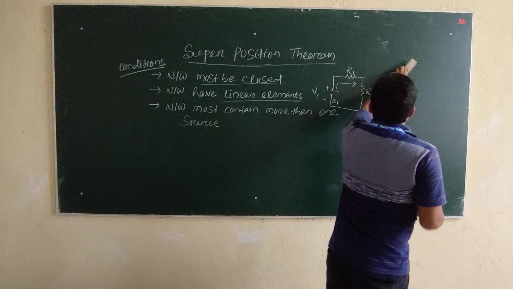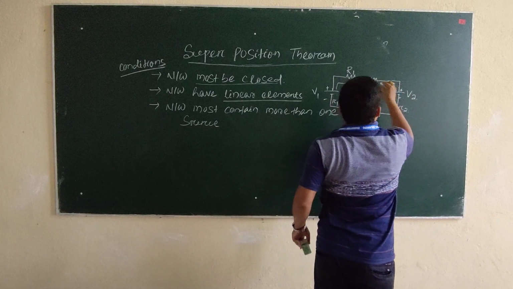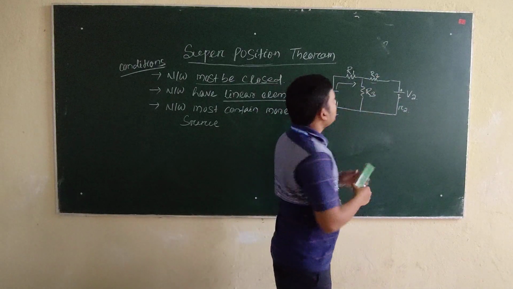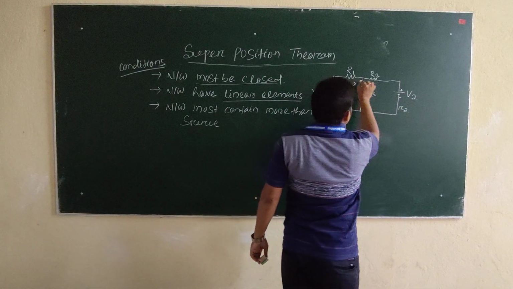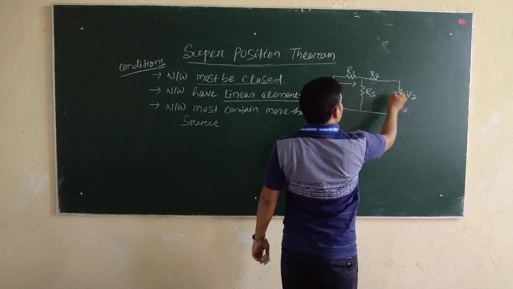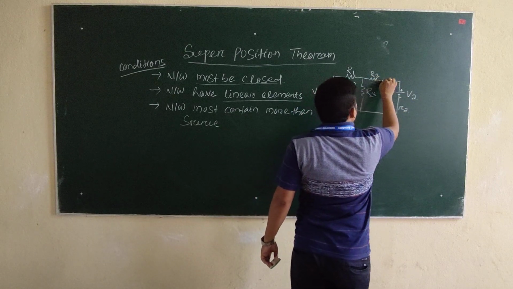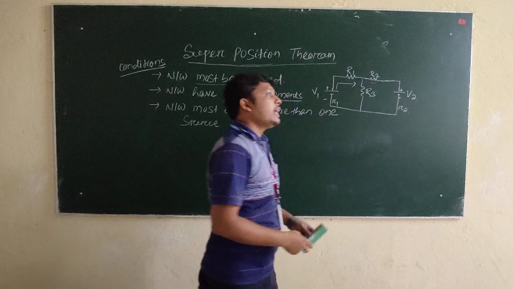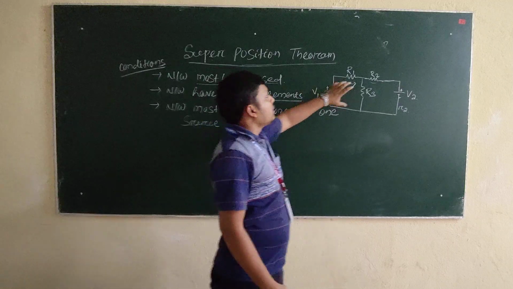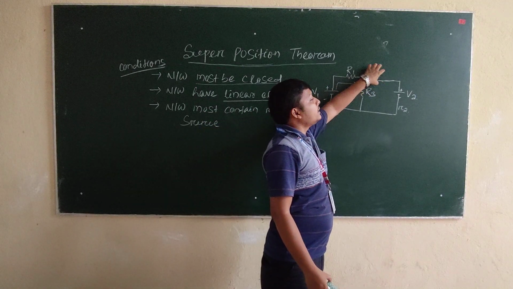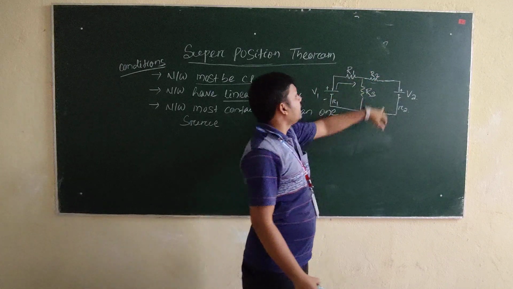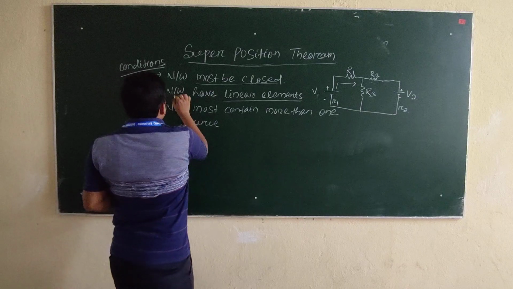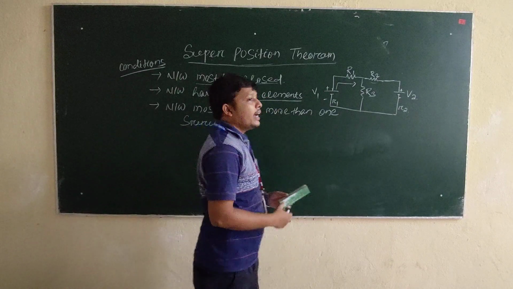So if this resistance is omitted, then this is an open circuit. The current flowing from this source or this source cannot pass through these two terminals. Then this network is named an open network. Now we have replaced the resistance here, so this network is known as a closed network. Next, the network must have linear elements.